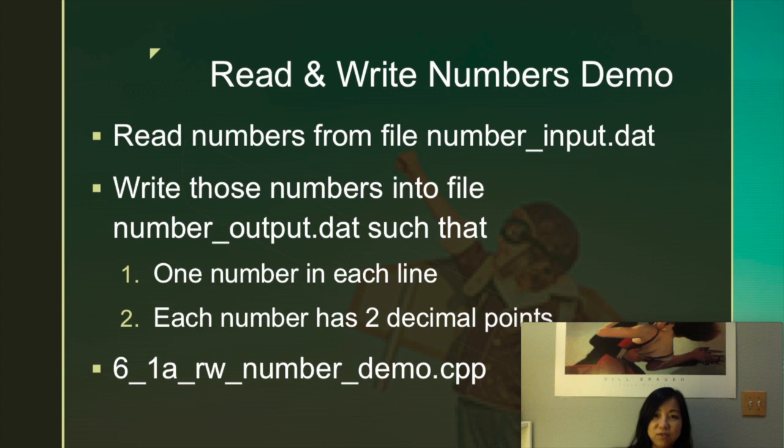The easiest way to show you how to use it is that we are going to do this exercise or demo. Read some numbers from this number_input.dat file, and write those numbers to another file named output.dat. We want to clean it up a little bit, so we want to have one number on each line, and each number has exactly 2 decimal points. Let's see how to do it.